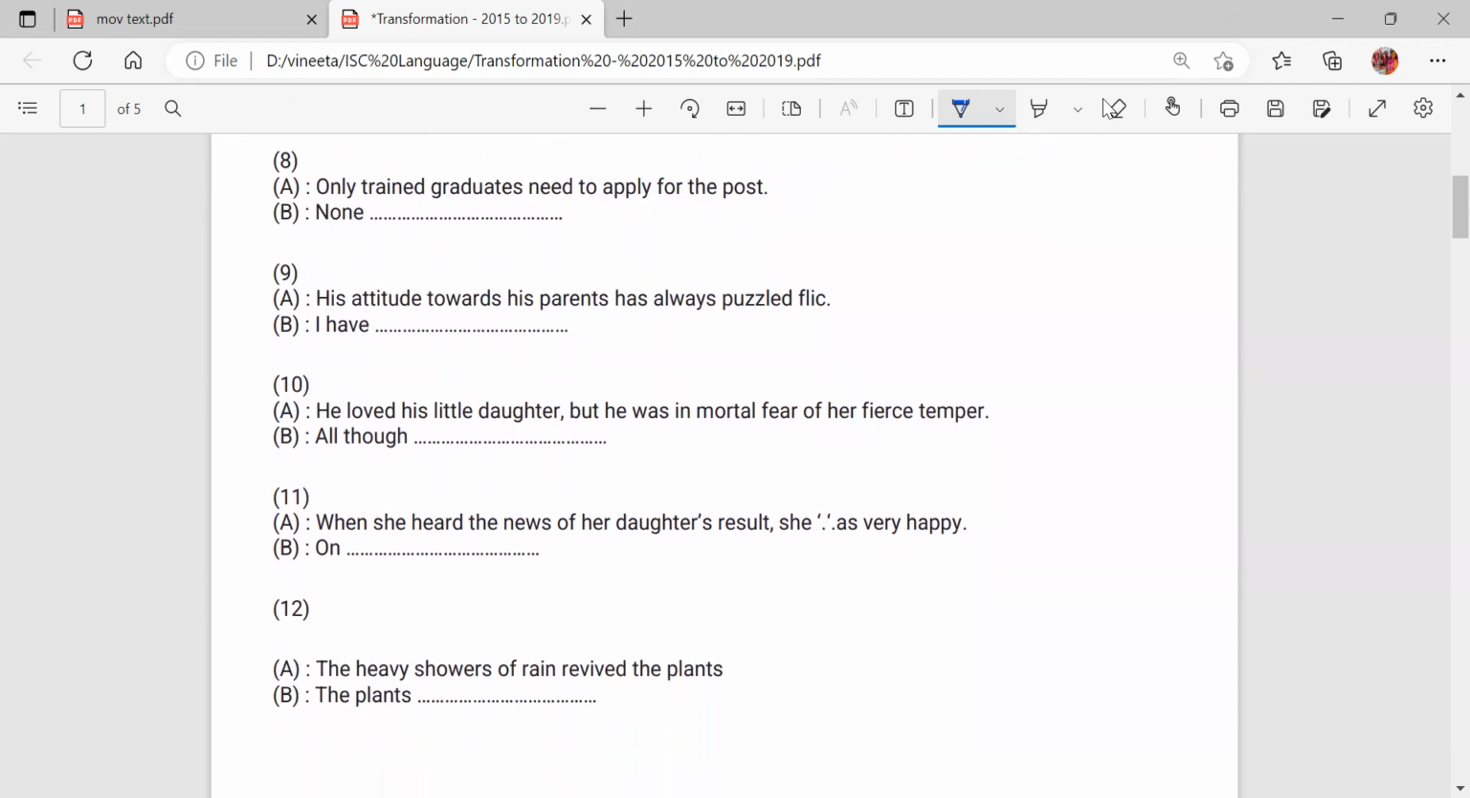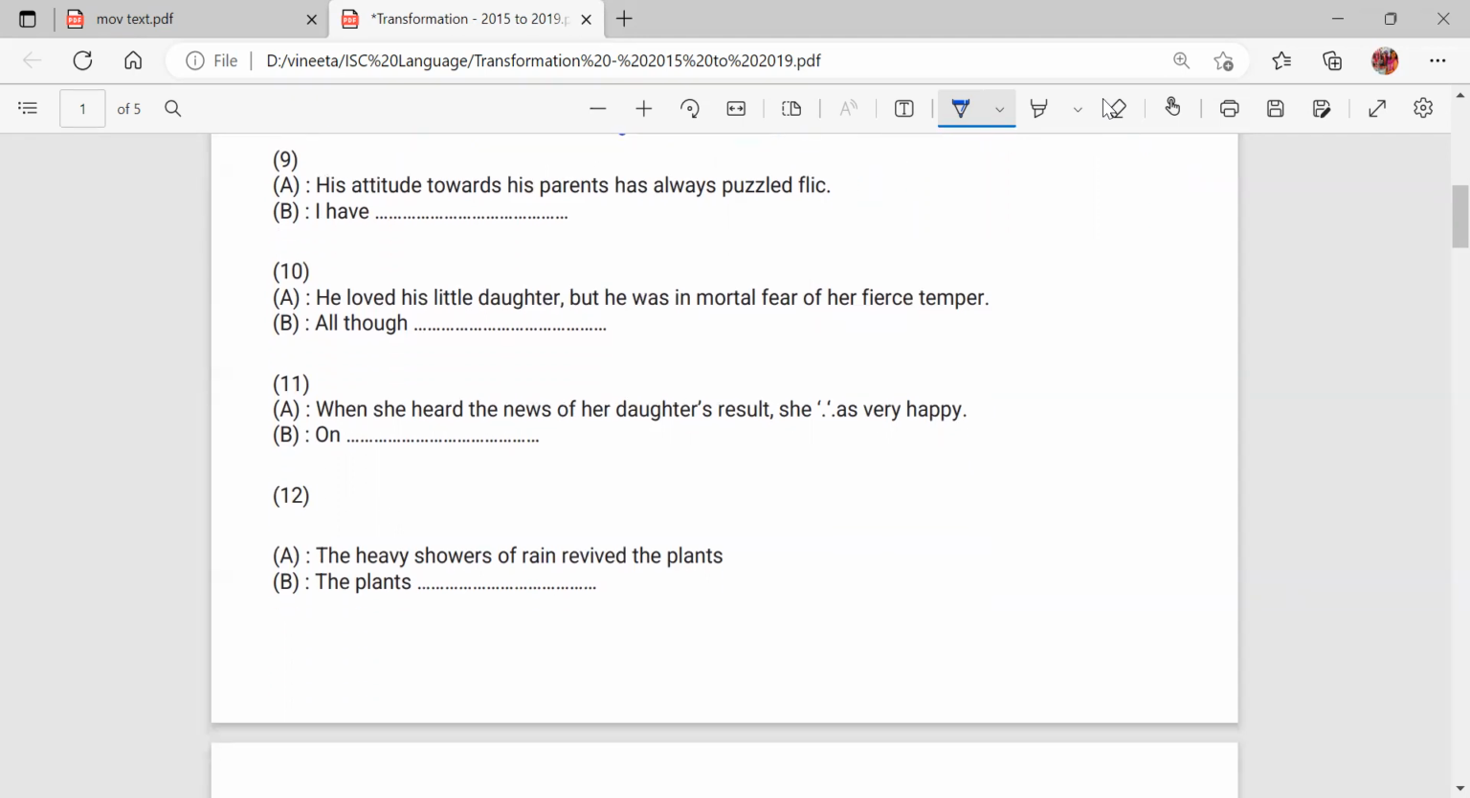Only trained graduates need to apply for the post. None but trained graduates need to apply for the post, right?